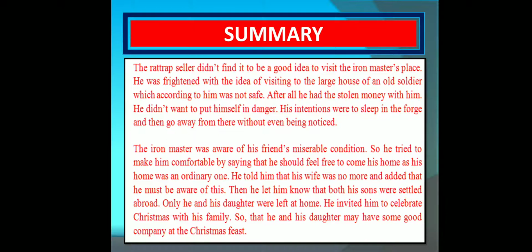The ironmaster was aware of his friend's miserable condition, so he tried to make him comfortable by saying that he should feel free to come to his home, as his home was an ordinary one. He told him that his wife was no more and added that he must be aware of this. Then he let him know that both his sons were settled abroad. Only he and his daughter were left at home. He invited him to celebrate Christmas with his family so that he and his daughter may have some good company at the Christmas feast.